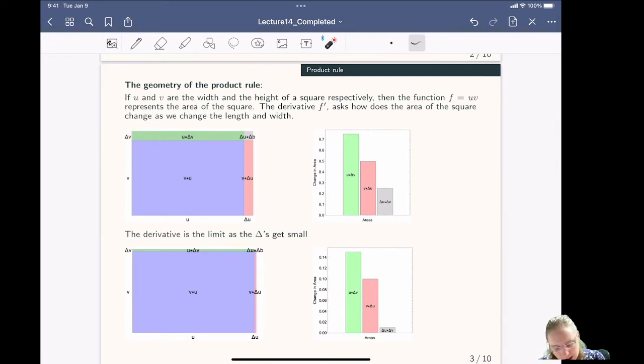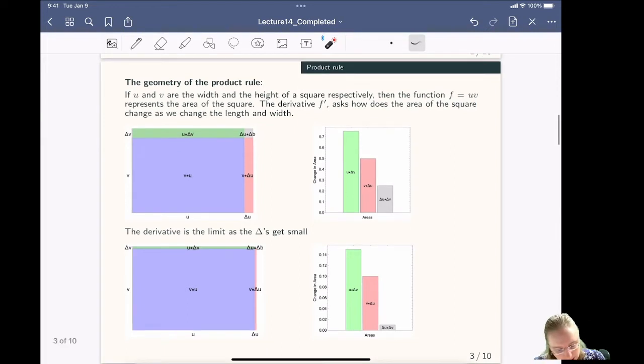So if I change these two axes just a little bit, how does the area of the square change? Now, we can see how this area changes by adding up all the different rectangles. So first of all, I have the change u times dv, and I have the change v times du, and then I have this change du times dv, delta u times delta v.